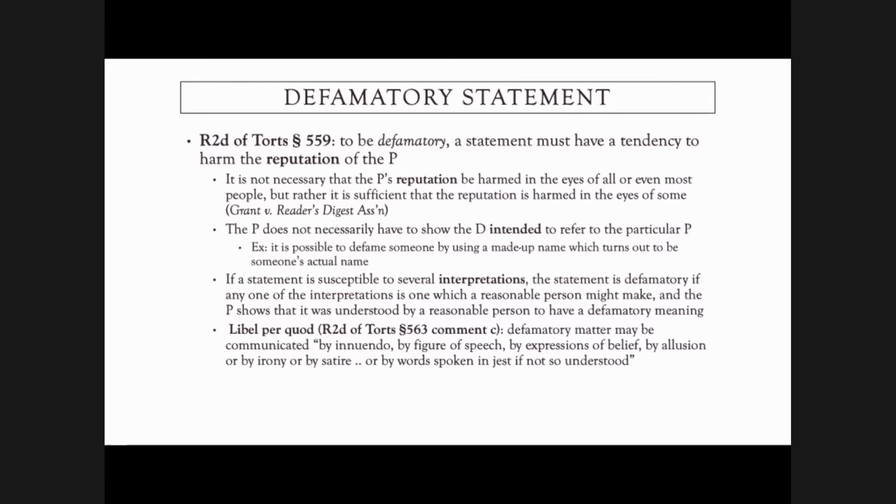Another thing to keep in mind: the plaintiff doesn't necessarily have to show that the defendant intended to refer to that particular plaintiff. I'll provide an example. It's possible to defame someone by using a made-up name which turns out to be someone's actual name. So to be a defamatory statement, the defendant or media defendant doesn't need to specifically intend to refer to that plaintiff who's suing, right? This is an example of one that happens. You can use a made-up name, it turns out to be someone's actual name, and it harms their reputation in some way.